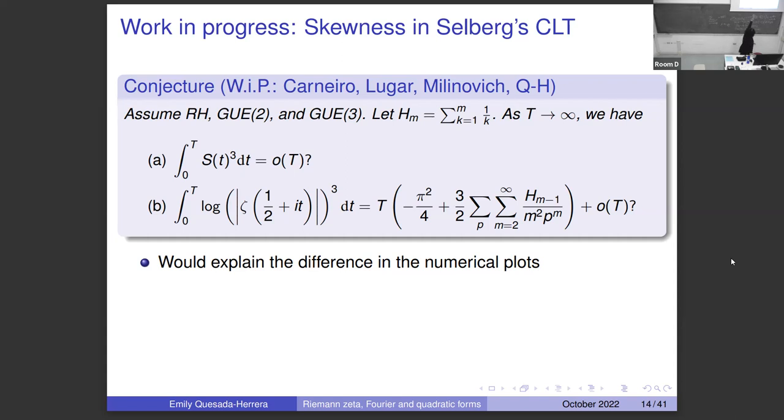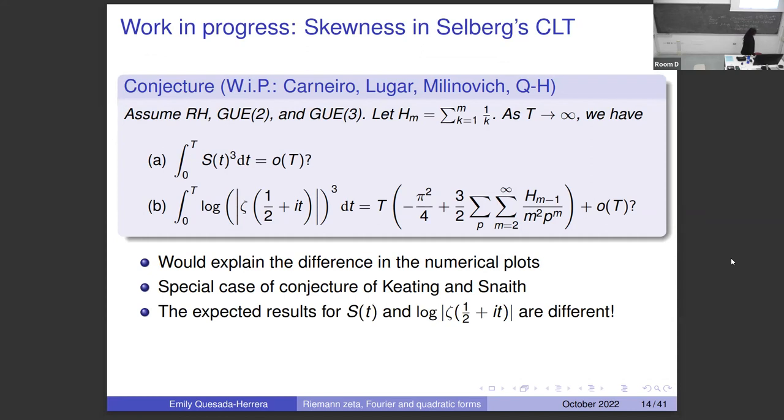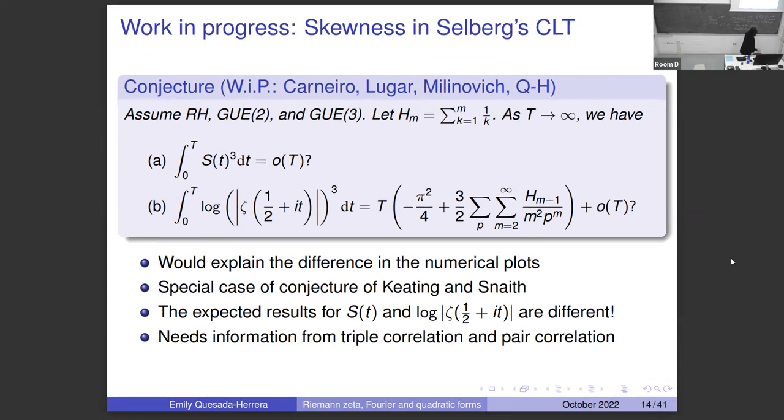In particular, this that I have here is a special case of a more general conjecture of Gonek and Snaith that they obtained using this model of random matrices. And it's again interesting because we expect to see different results, but this is also much harder because we needed information from the pair correlation of the zeros before, like I just showed, but here we would need some information from triple correlation. So far, it is not clear how to proceed, but this is something that we are working on right now.